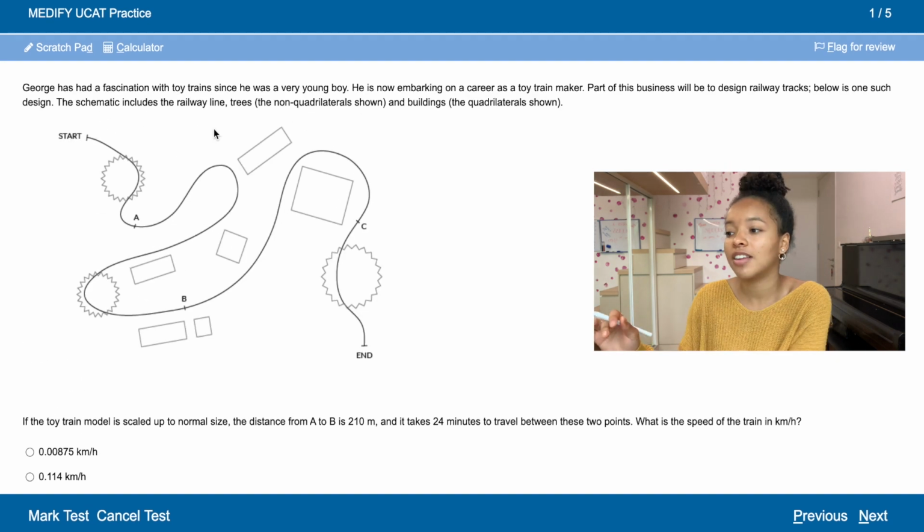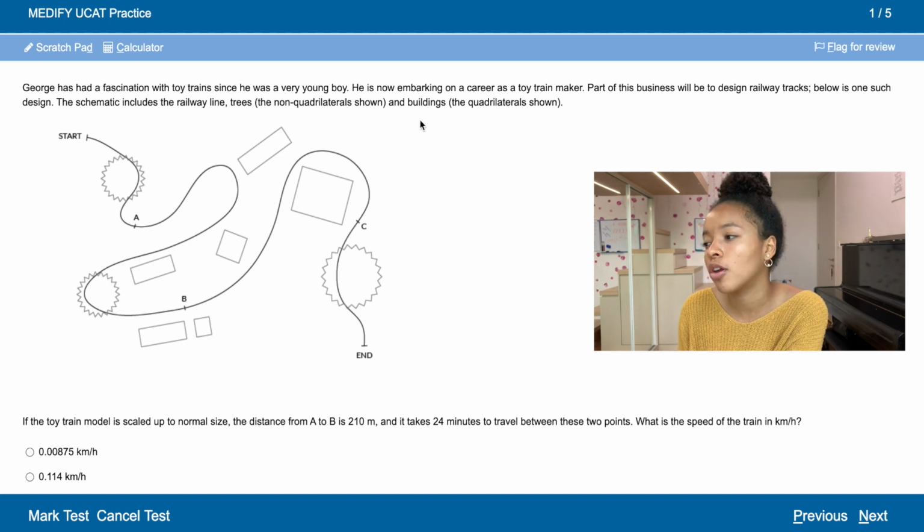George has had a fascination with toy trains since he was a very young boy. He is now embarking on a career as a toy train maker. Part of this business will be to design railway tracks. Below is one such design. The schematic includes the railway line, trees, so the non-quadrilaterals shown, so these are trees, and buildings, the quadrilaterals shown, so these are buildings.